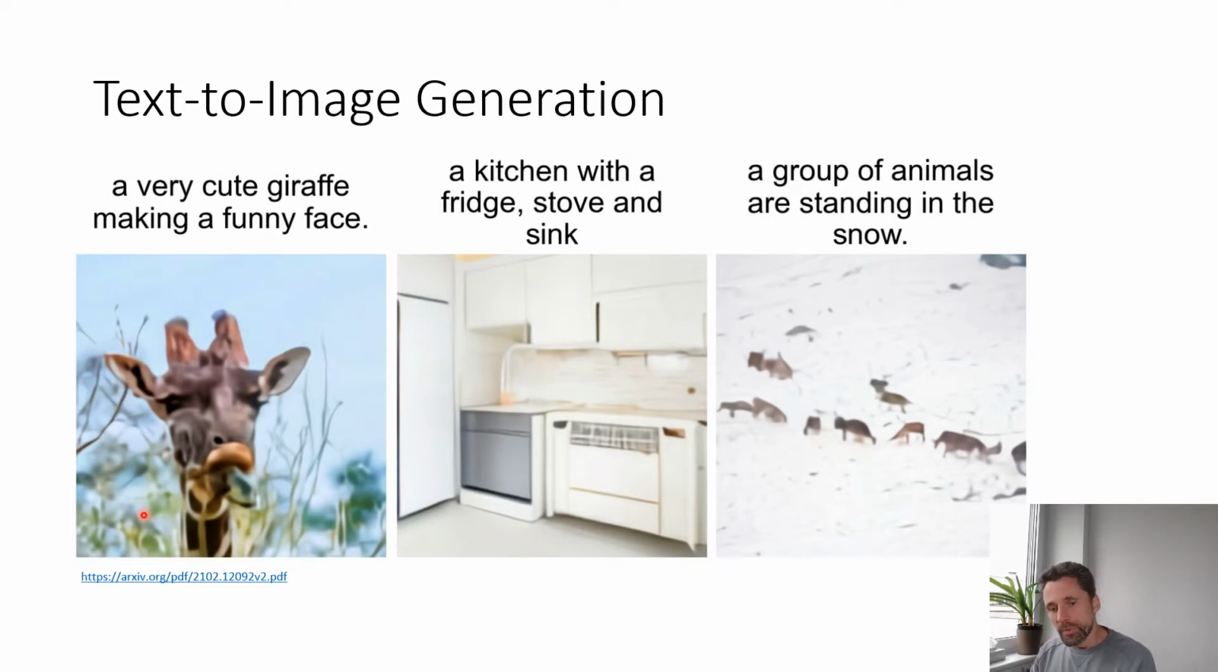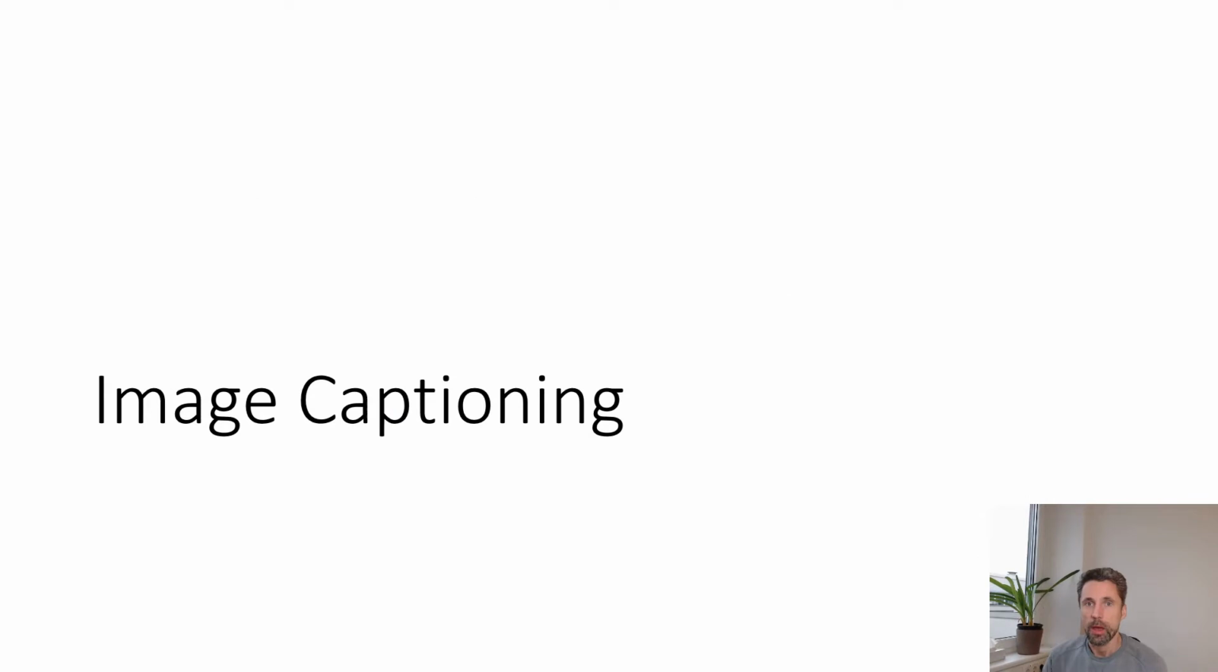And these images here are taken from a paper that was published last year, I think, by OpenAI, and the system called DALL-E combines exactly those two components: image representation models and a big language model. Okay, so let's have a look at how image captioning works.